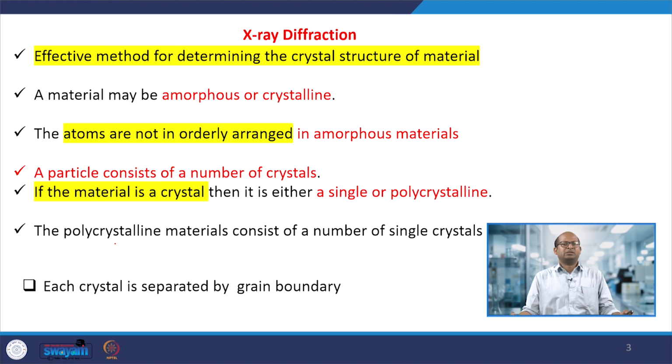When a material is amorphous, the atoms present in that material are not orderly arranged; they are randomly distributed. Then we say the material is amorphous. When the atoms are orderly arranged in a specific pattern, we say the material is crystalline. Crystalline materials may be single crystals or polycrystals, depending upon the preparation or synthesis of the material.